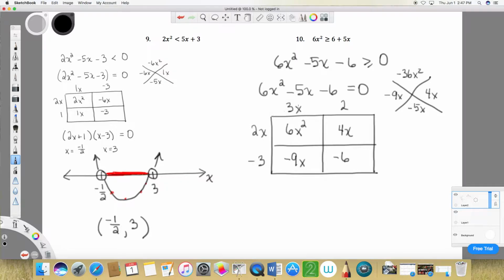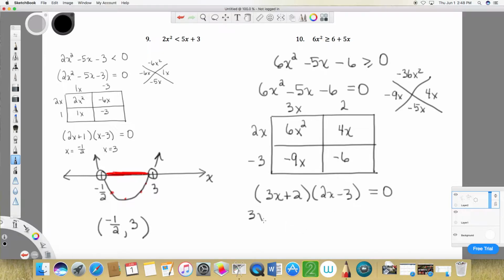So 2x times 3x is 6x squared. 2x times 2 is 4x. 3x times negative 3 is negative 9x, and negative 3 times a positive 2 is clearly negative 6. So we don't have any errors in our table. The outside entries from our table allow us to write this as a product of two binomials. We have 3x plus 2 across the top, and here on the side 2x minus 3, and that product equals 0.